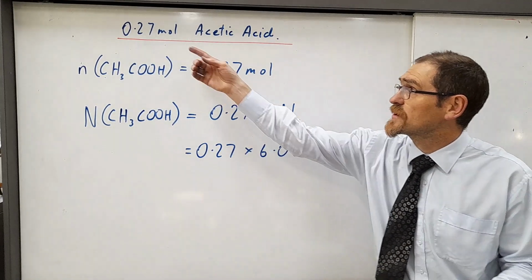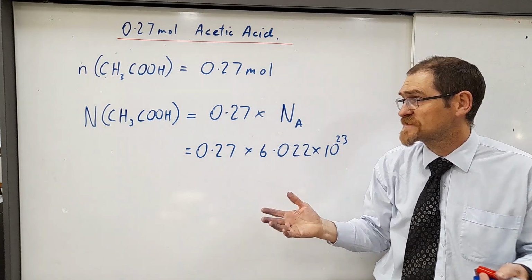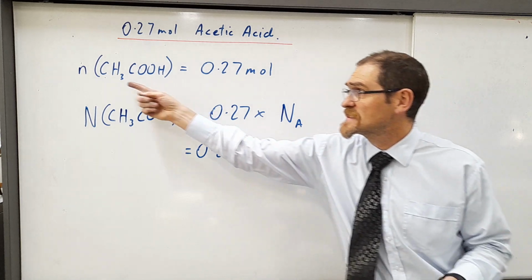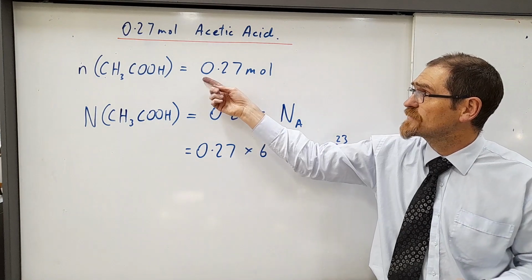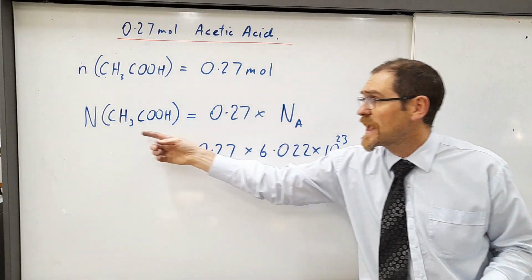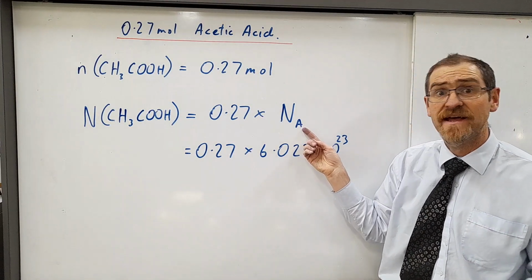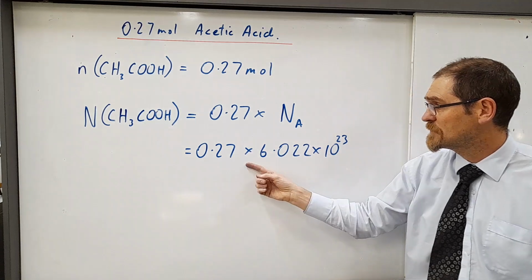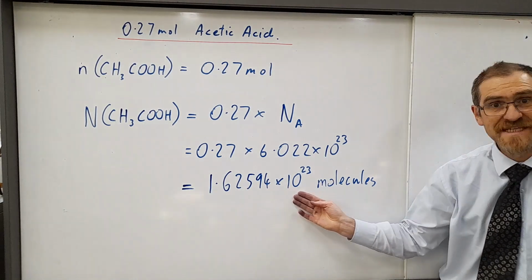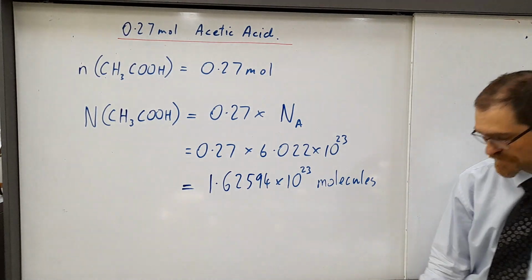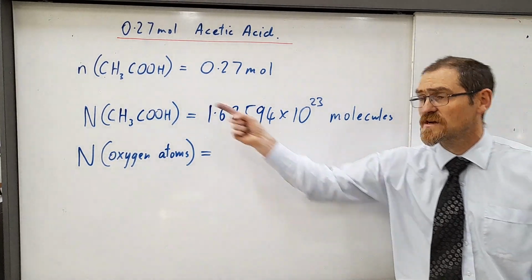Here's another question. Say we've got 0.27 mole of acetic acid. Well, how many molecules of acetic acid do we really have? This is acetic acid, CH3COOH. Ethanoic acid, acetic acid. We've got 0.27 moles. How many particles of this do we have? Well, we have 0.27 multiplied by Avogadro's number, which gives us 1.62594 by 10 to the 23 molecules. So we've got this many molecules of acetic acid.